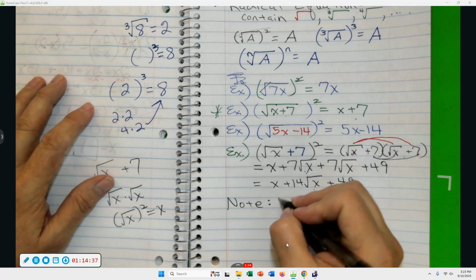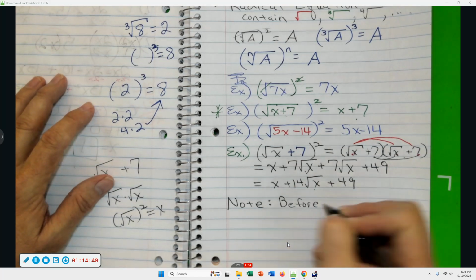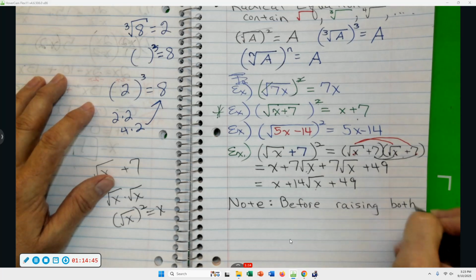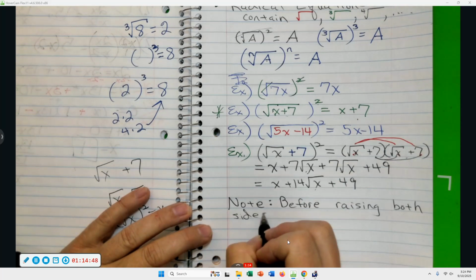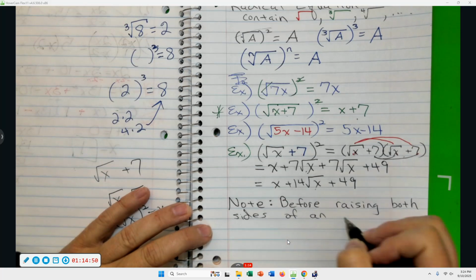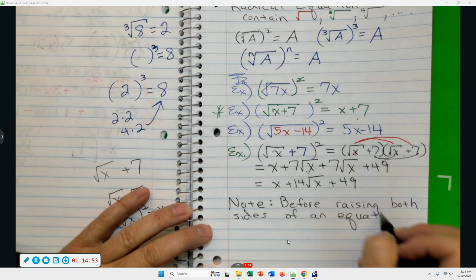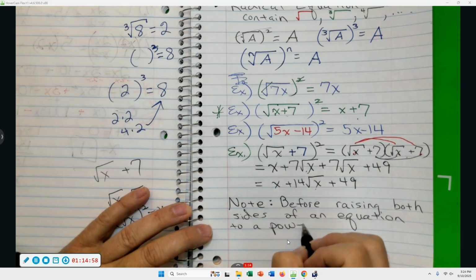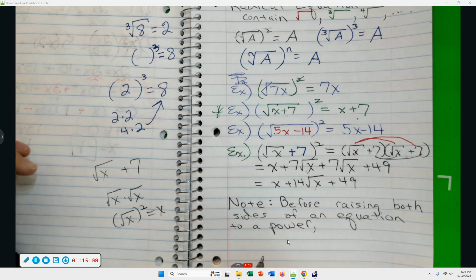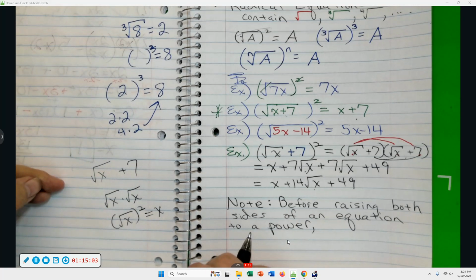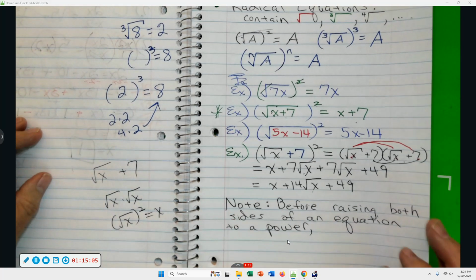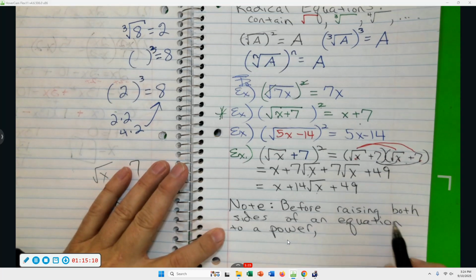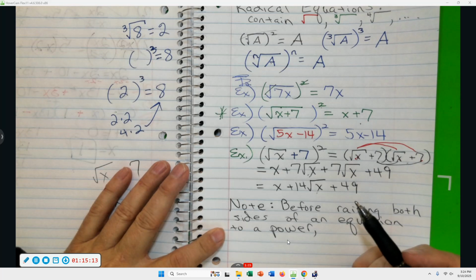I'm going to say before raising both sides of an equation to a power. If it's a square root, you'll square both sides. If it's a cube root, you'll cube both sides. If it's a fourth root, you'll raise both sides to the fourth power. Before raising both sides of an equation to a power, you need to have a radical term isolated.